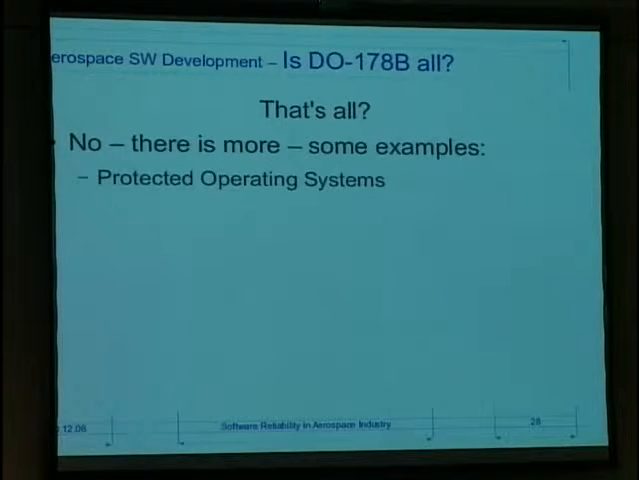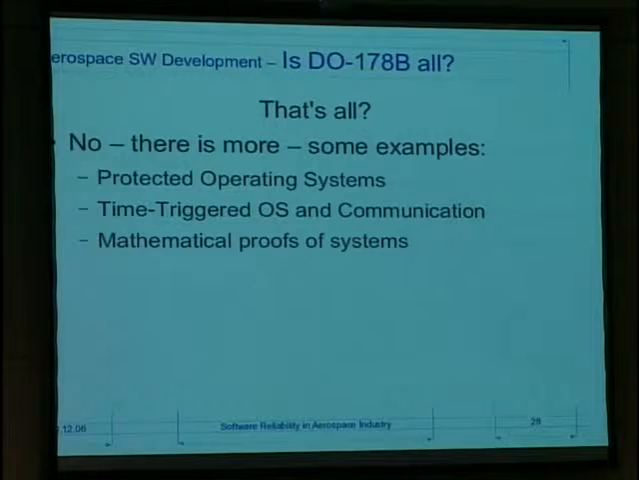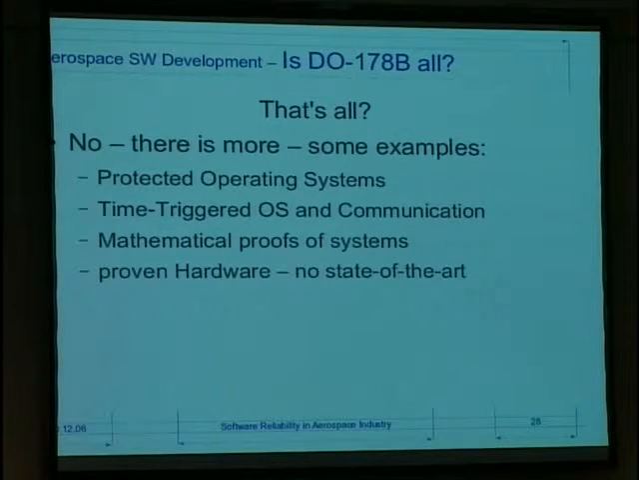But, for example, protected operating systems will be used. Time-triggered operating systems and communication will be used. Mathematical proof of substance will be used. This is a very fancy thing, and companies are paying a lot of money for mathematics professors to do that. Also, they're using proven hardware. No one will get a state-of-the-art computer in a plane. And last but not least, redundancy. Redundancy is often used in software and in hardware.